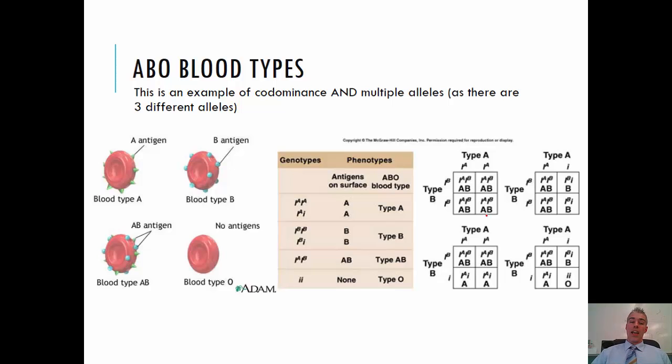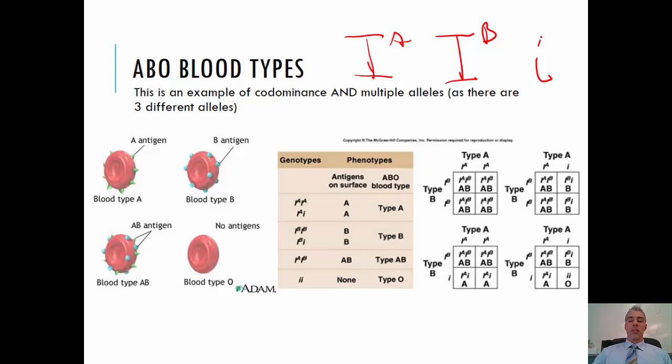You can be big IA, okay? So big IA, which would be the A allele, big IB, which would be the B allele, and then little i, which would represent O. And O blood means you have basically no protein made. Okay, so that's more recessive.